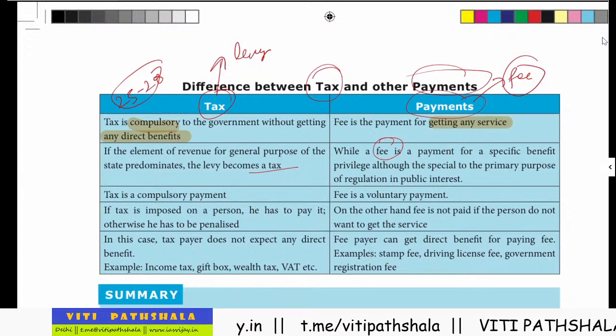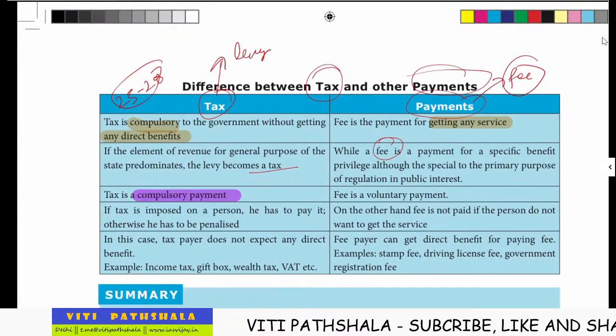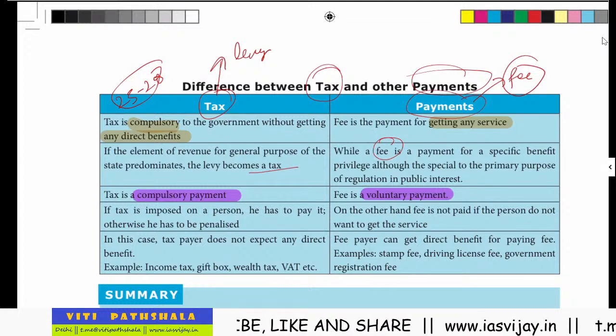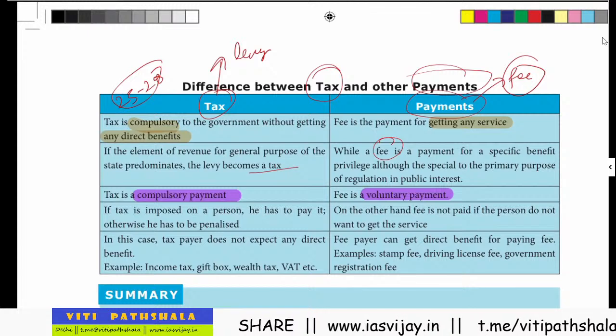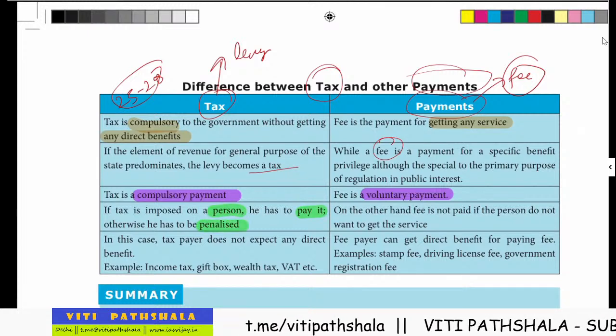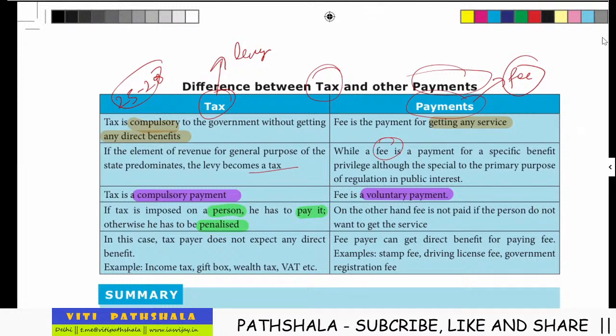A tax is a compulsory payment. Then a fee, what is a fee? It is a voluntary payment. If tax is imposed on a person, he has to pay it, otherwise he has to be penalized. On the other hand, a fee is not paid if a person does not want to get the service.